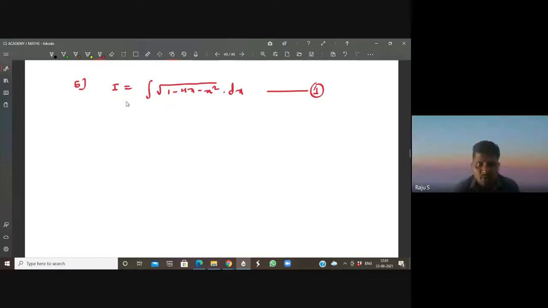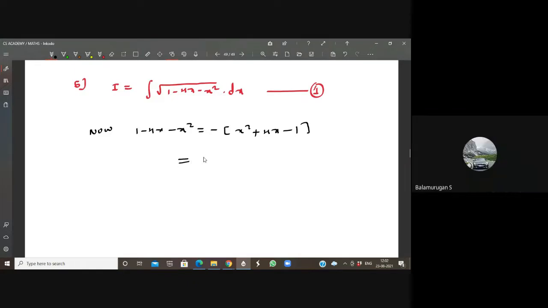See this question, question number 5, square root of 1 minus 4x minus x square is there. Now this quadratic expression we can change to completing square form. I'm going to take this 1 minus 4x minus x square. I want to take minus common, then x square plus 4x minus 1. Am I right, students? Can you hear me? Yes, sir.